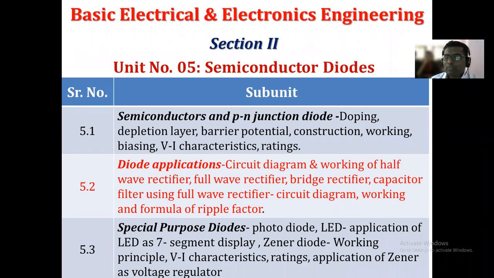Now section second starts, which is based on electronic circuits. In that, the first unit is the semiconductor diode, with three subunits. Out of that, the subparts are the semiconductor and the PN junction diode: doping, depletion layer, barrier potential, construction, working, biasing, VI characteristics, and its rating. Learned or not? Yes, sir. Diode applications, circuit diagram, working of half wave, full wave, bridge rectifier circuit, capacitor filter circuit. Yes or no? Yes, sir. Then special purpose diodes: photodiode, LED, 7-segment LED display, then Zener diode. Yes or no? Yes, sir. This is also all.